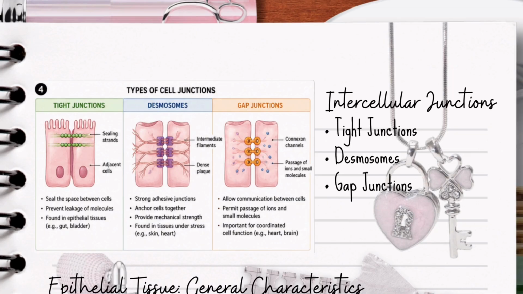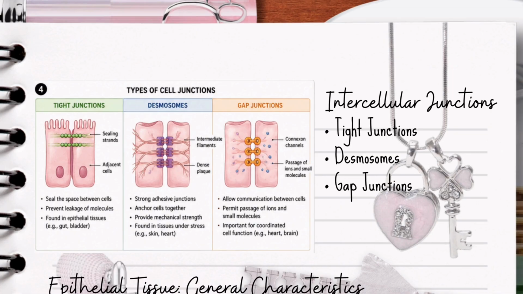Desmosomes act like tiny spot welds. They anchor cells firmly together and help tissues resist stretching and mechanical stress. They're especially abundant in the outer layers of the skin. Finally, gap junctions are small channels that directly connect neighboring cells. These channels allow ions and small molecules to pass from one cell to another, enabling rapid communication. A classic example is cardiac muscle, where gap junctions help heart cells contract in a coordinated rhythm. Together, these junctions allow epithelial cells to function as one continuous tissue.